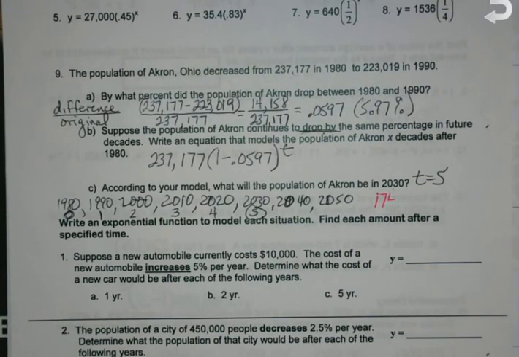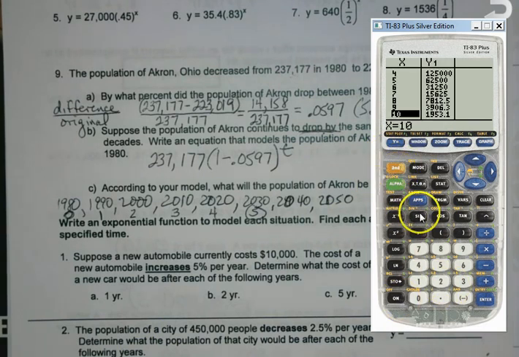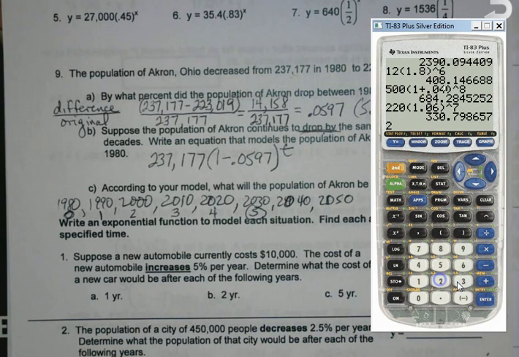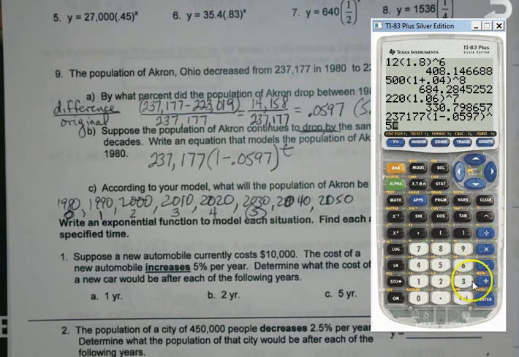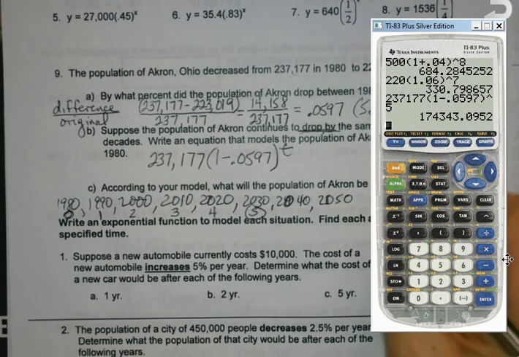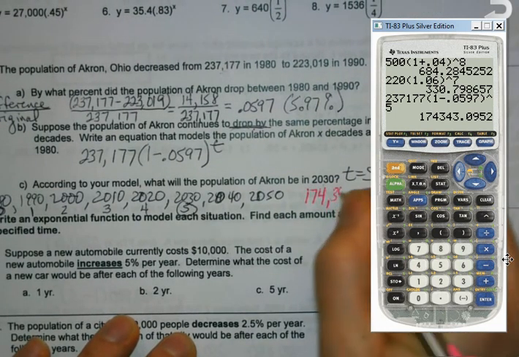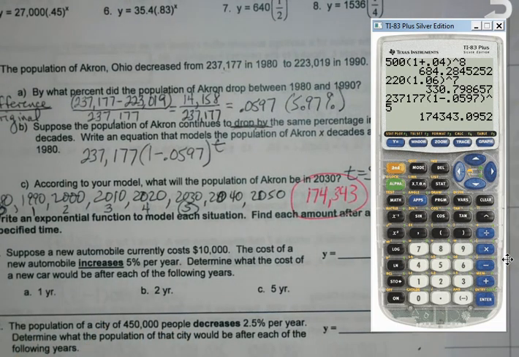Okay, let's see what's going on here. I'm just going to type it in. Since I only need one, I'll just put in one. And again, since I want it for year 5, looks like we'd have about 174,343 people living in Akron in 2030.